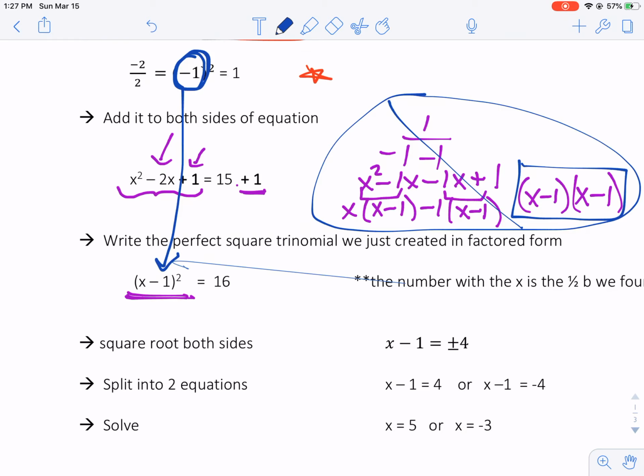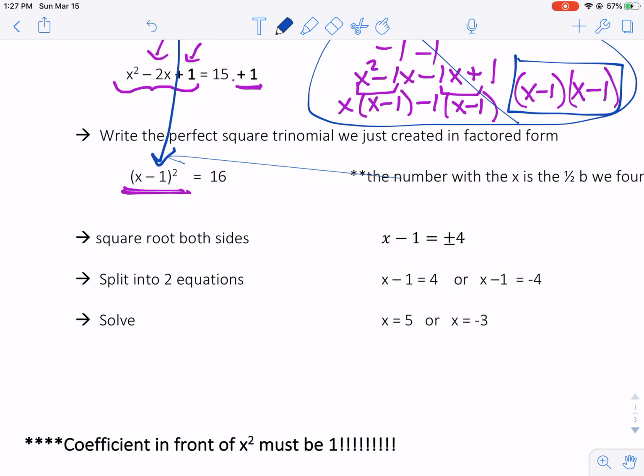So x minus 1 squared is equal to 16. Now, this is where what we did yesterday, or the previous lesson, comes in. I have parentheses squared. So this is one of those special cases where I just have an item squared. I can square root both sides. And when I square root both sides, the square cancels with the radical and leaves me with the x minus 1. And remember, when you add a square root to a problem, you get a positive and a negative. So positive and negative, square root of 16 is 4. So that leaves me at this step.